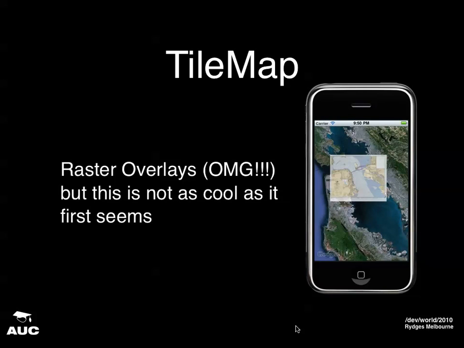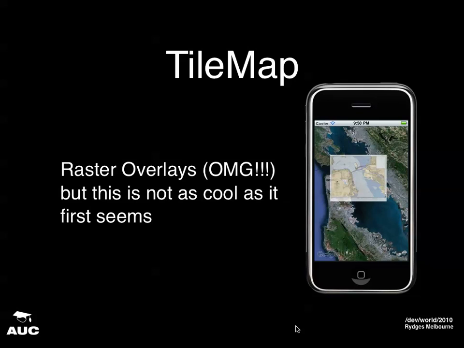The other one here is tile map. And first thing is, it's like a raster map. So you can overlay an existing map or a picture on top of an existing map. And you're like, oh, this is awesome. And I was so excited when I saw this because it's something I've been wanting to do for ages. It's nowhere near as cool as it first seems.